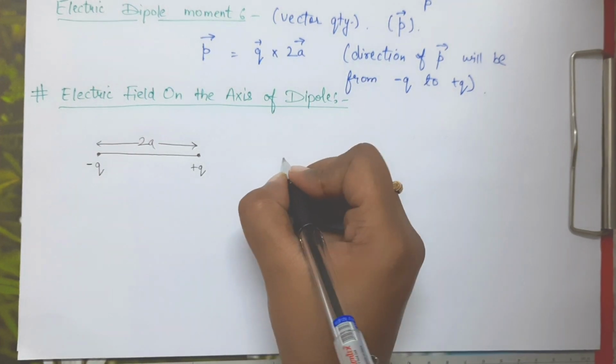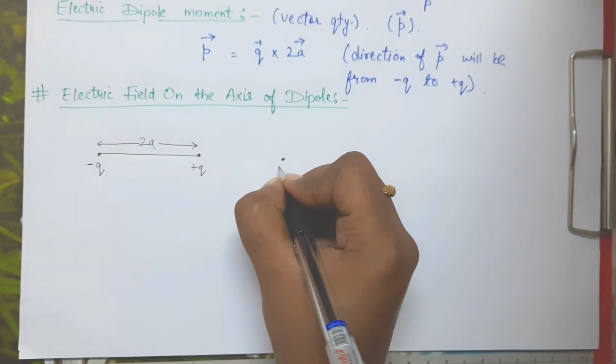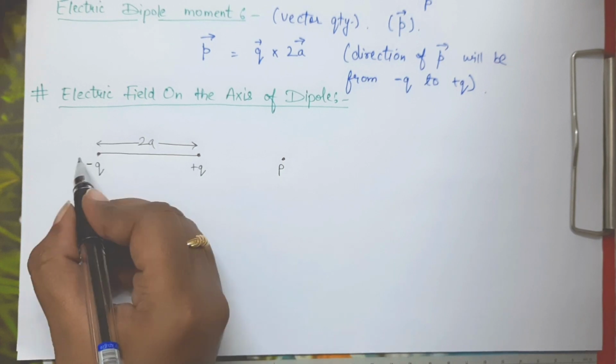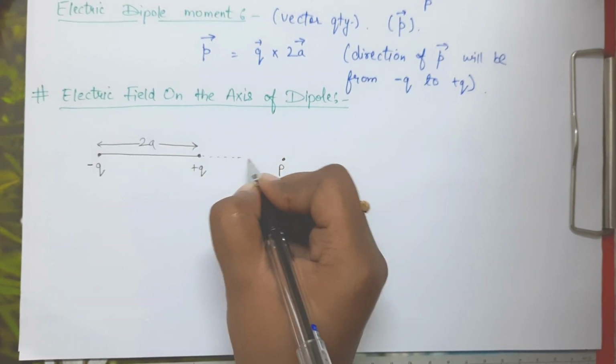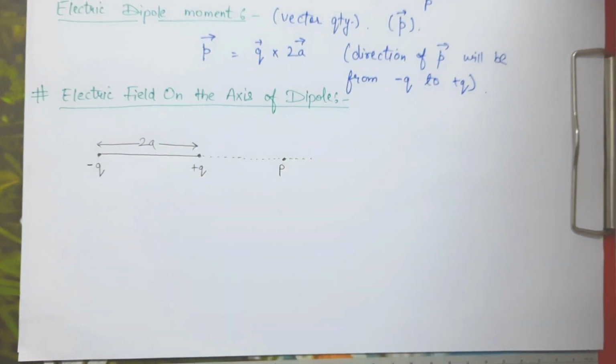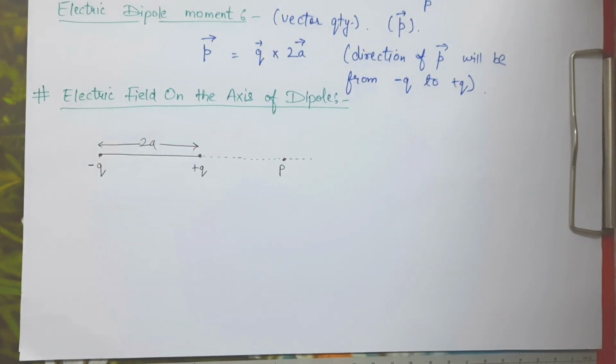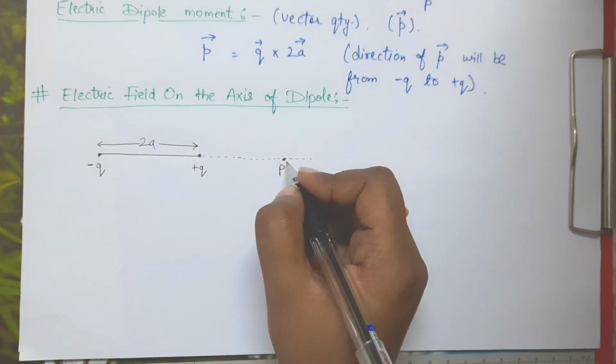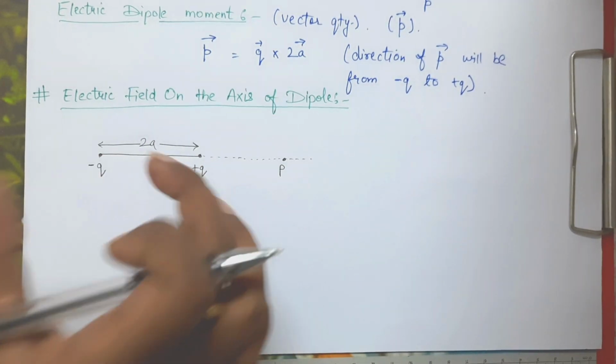And suppose we have some point P here. Okay, this is on the axis of this dipole. This point P is anywhere on the axis of this dipole, and at this point P we want to find out the net electric field due to this dipole present.